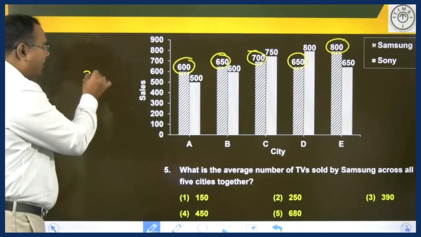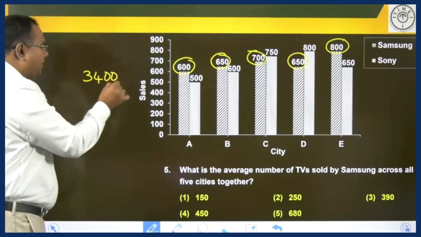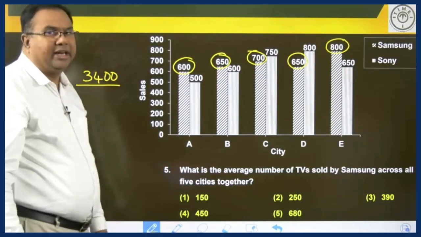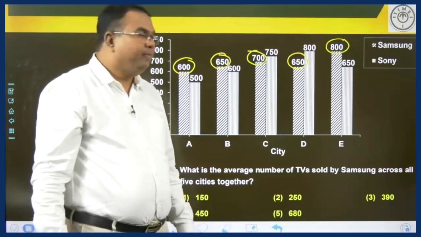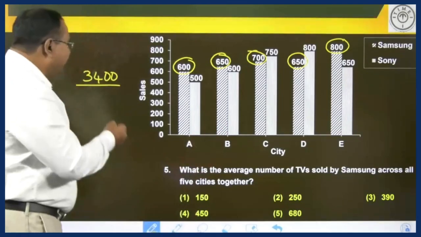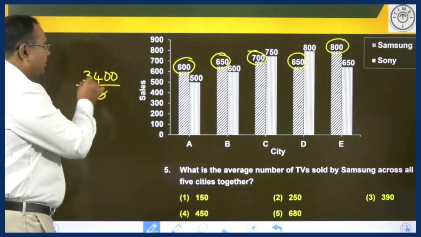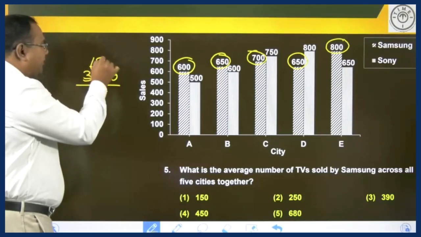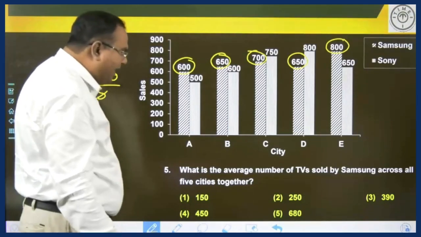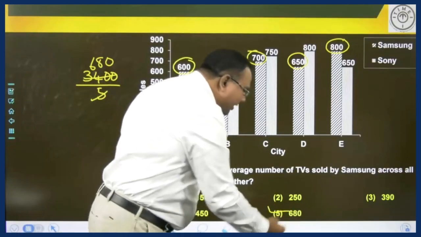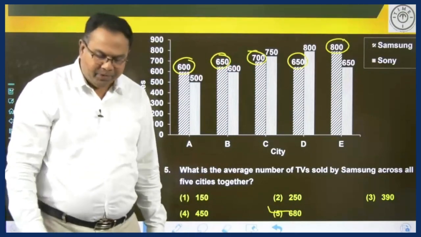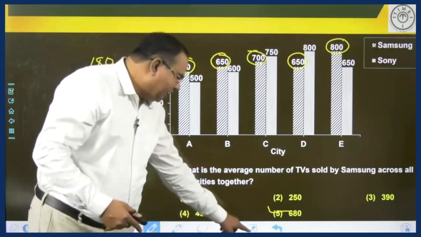How do you get the average? Average is the sum of all numbers divided by the total number of numbers, sum of n numbers by n. We have 5 cities here, so we divide by 5. 5 8s, it has to be 680. 680 is present in choice 5, right? Let us move ahead to the second set.